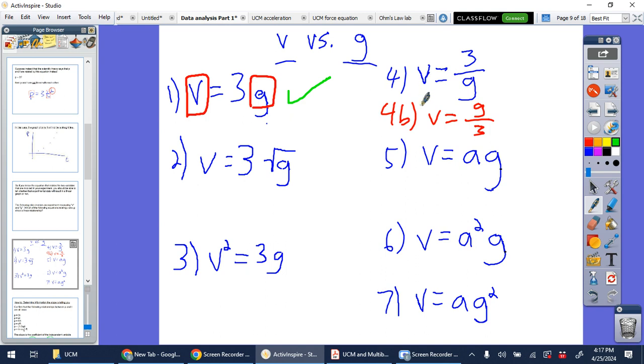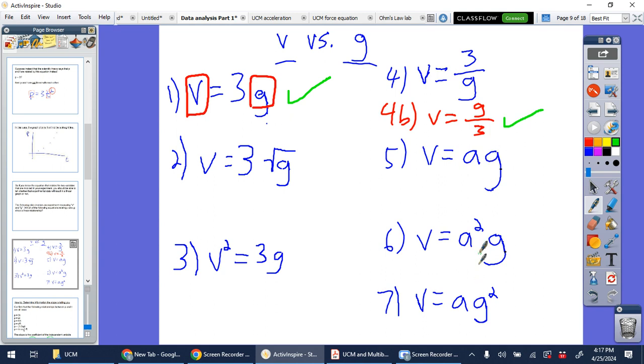So this is actually a no. And the reason I wrote 4b here is because you see the difference with 4b? 4b is definitely a yes. That g being in the numerator versus the denominator is really important. Anytime the g is in the denominator, not linear. That's an inverse relationship. V and g both in the numerator, good to go.